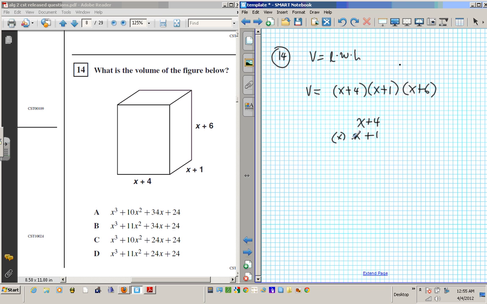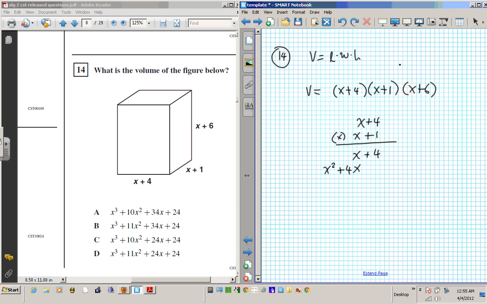Okay, so let's do it. 1 times 4 is positive 4. Positive 1 times x is positive x. X times 4 is positive 4x. And then x times x is positive x squared.